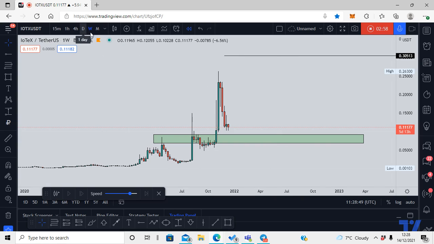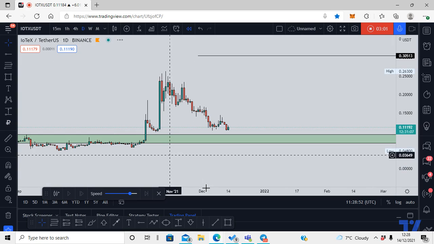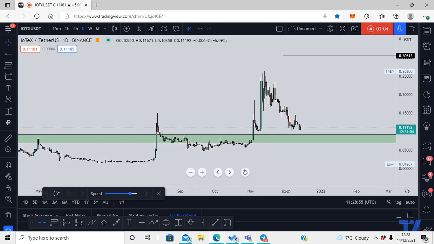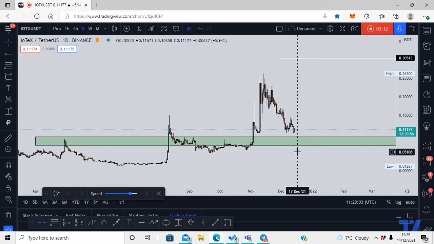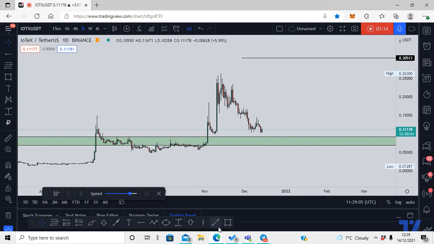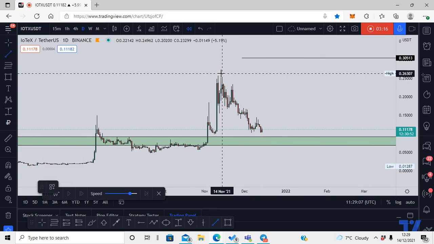Let's drop down to the daily time frame. The monthly and weekly are clearly bullish. Let's see what we can see from a daily perspective. So the daily time frame from a long-term perspective is clearly bullish, following the weekly and monthly, but in the short term we are in a corrective downtrend.